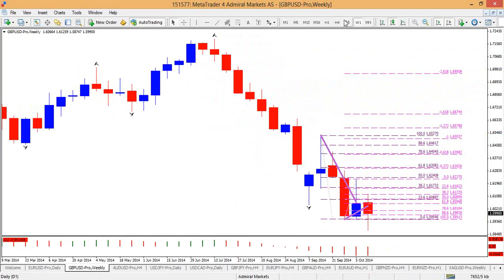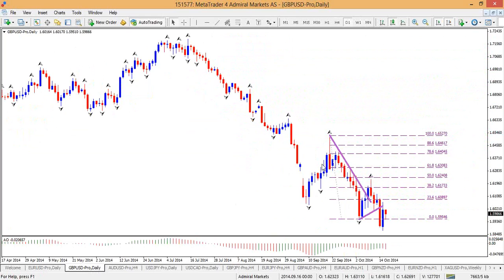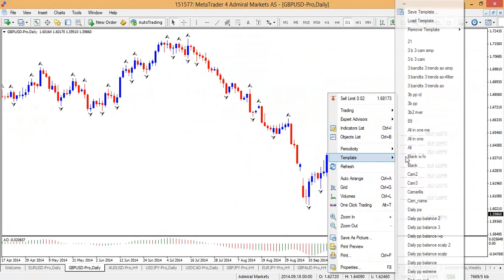Okay, cool. Pound dollar seems to be a bit more understandable in how I view the charts at this point in time. I'll be honest with you. Let's take a look.